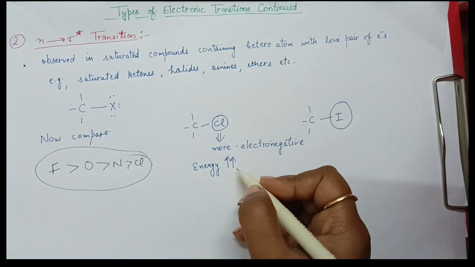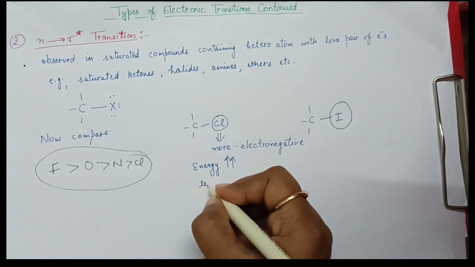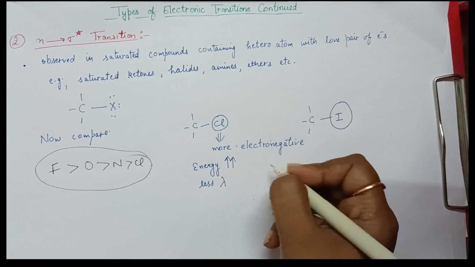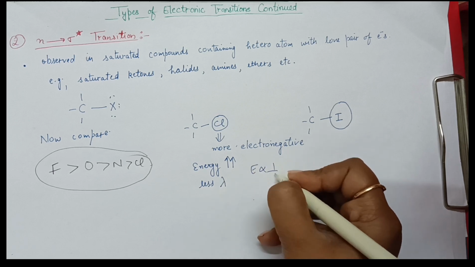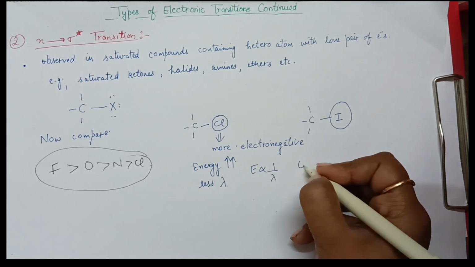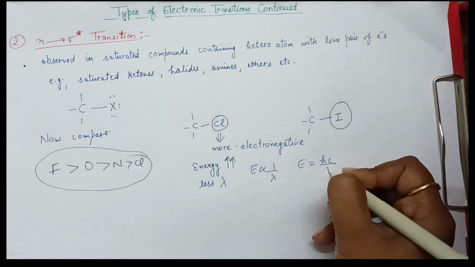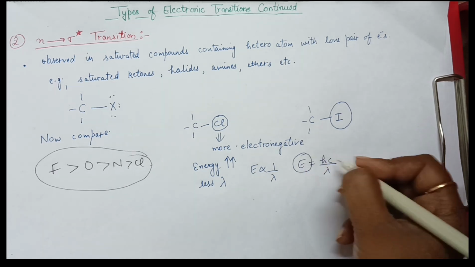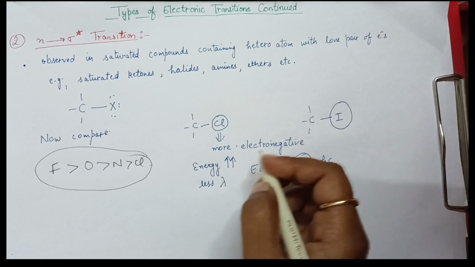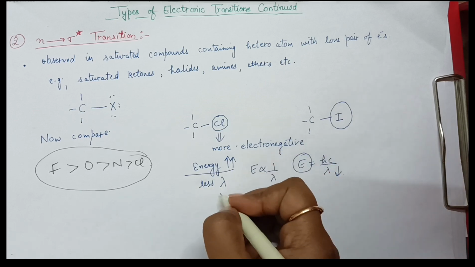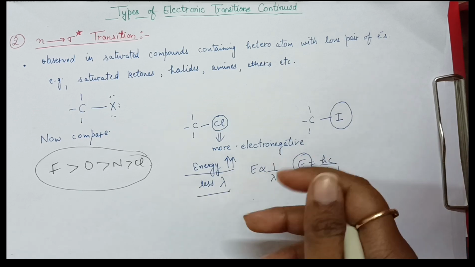Because it requires more energy, that means it requires a shorter wavelength, because E is inversely proportional to lambda. Why? Because E equals hc by lambda. More energy means less wavelength. So because high energy is required, a shorter wavelength will be required.